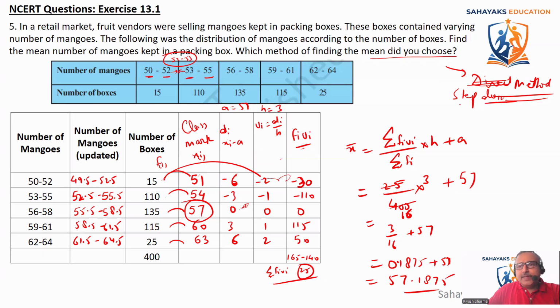See, we use the step deviation method because we have to reduce the computation. The computation should be least. We can multiply everything: 15 multiply 50, 110 multiply 54, 135 by 57. We can multiply all these things, but it will be difficult and take time. So a better option is to reduce time and do it with a better method. Okay, so let's move to the next question.